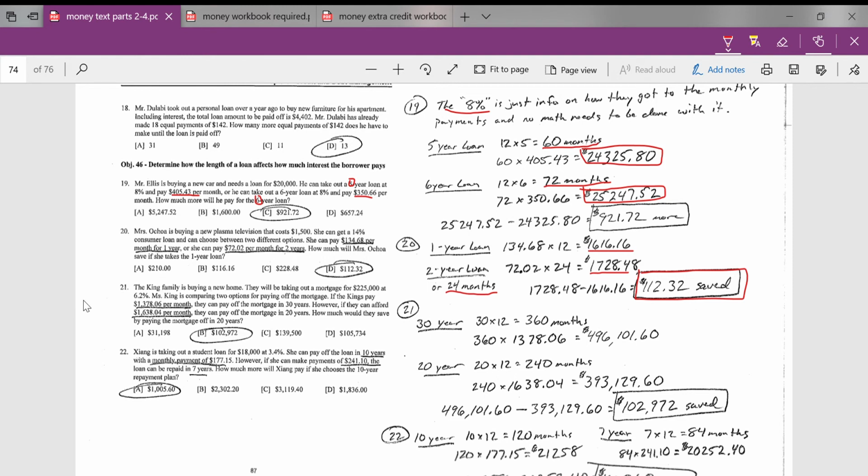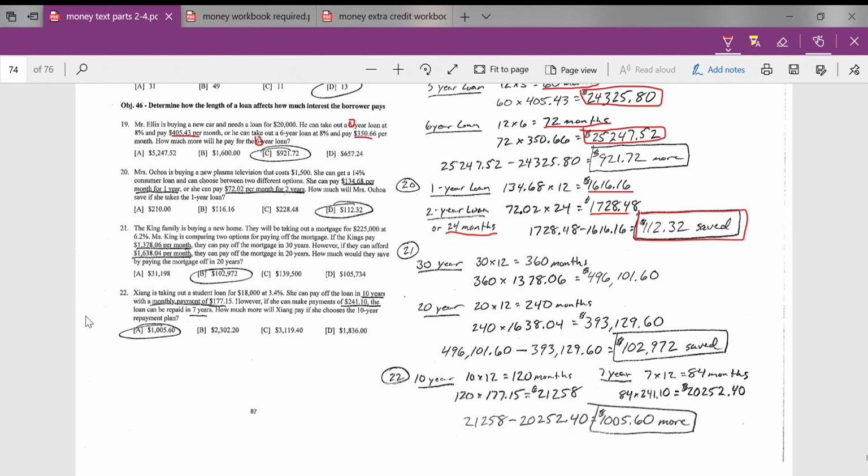Okay, so as we go here, you're going to see all these problems are basically the same. I'll just make sure you see the key points in each one of these. I won't maybe talk through every step in them like I did the first two, but number 21, they're going to be buying a new home.